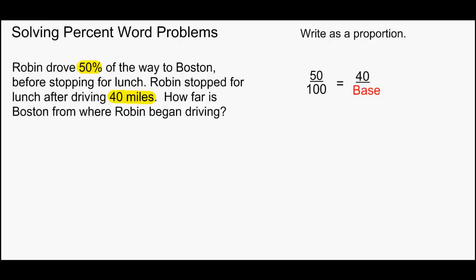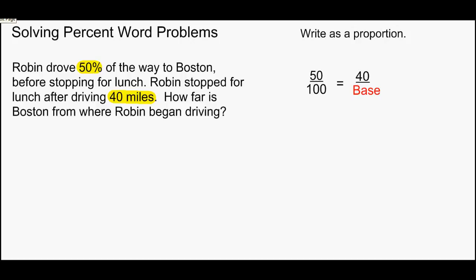Let's try the next one. Robin drove 50% of the way to Boston. 50% is represented as 50 over 100. Robin stopped for lunch after driving only 40 miles. This is the amount, 40. How far is Boston from where Robin began driving? The total distance is the missing base.